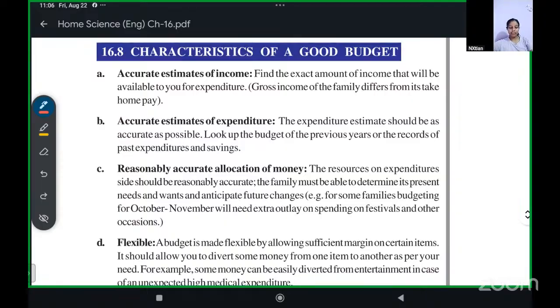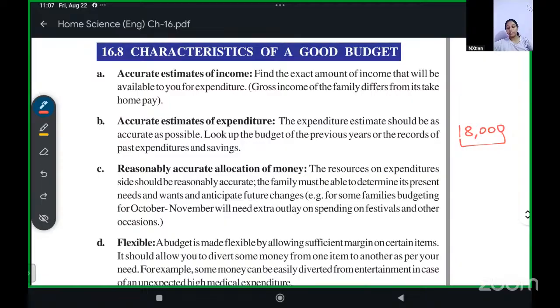You will use what is remaining. If 20,000 is my salary, and 2,000 is going out for the refrigerator installment, then I'll be left with only 18,000. Using that 18,000, I have to plan my budget.